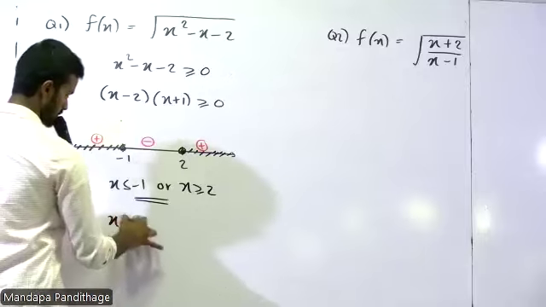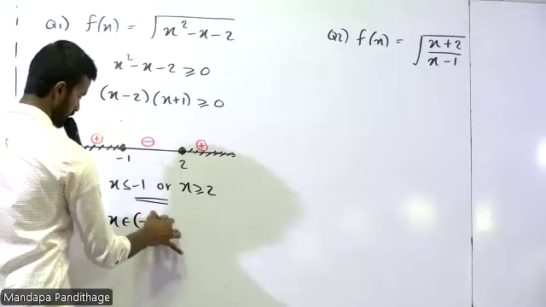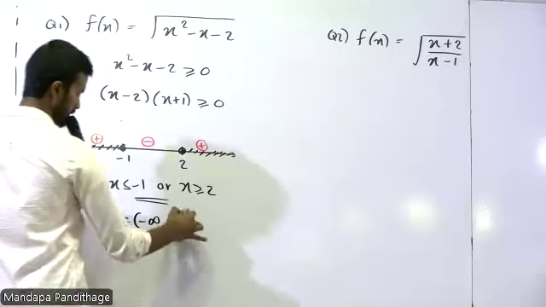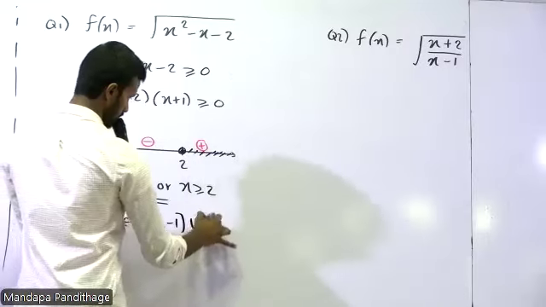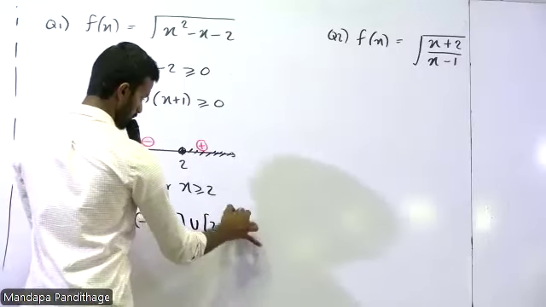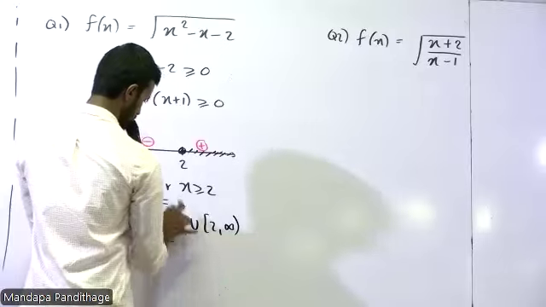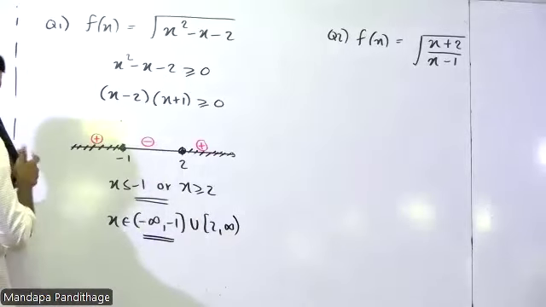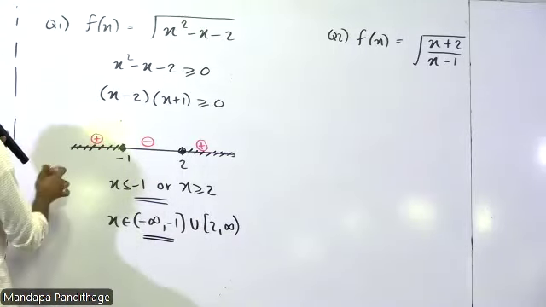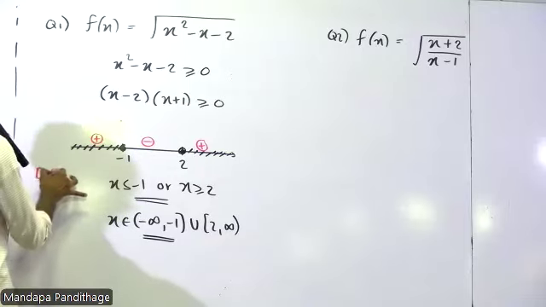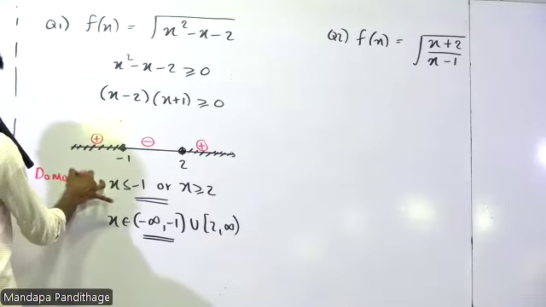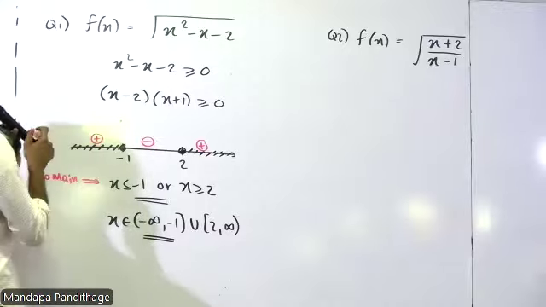So set notation, x is an element of minus infinity to minus 1 union 2 up to positive infinity. Clear? So this is the domain of your function. And the next one, I'll explain this in two ways.